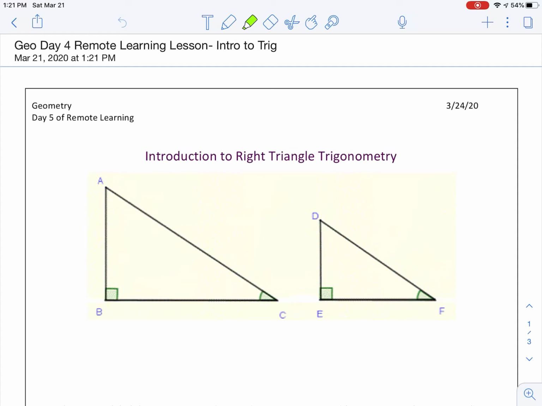So what you notice here is that I have two triangles. Think about the similarities. They are both right triangles. And since they have one congruent angle, and you know that the angles of a triangle have to add up to 180, that also means that the other angles are congruent, which should tell you that triangle ABC is similar to triangle DEF.